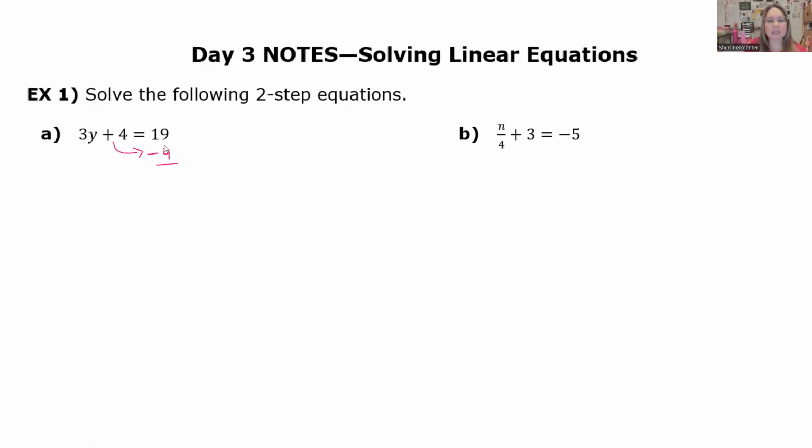19 minus 4 is 15. Don't forget the rest of your equation. And our very last step is to get rid of multiply by 3. So what is the inverse of multiply? Divide. So let's take over the 3 and we will divide by 3.